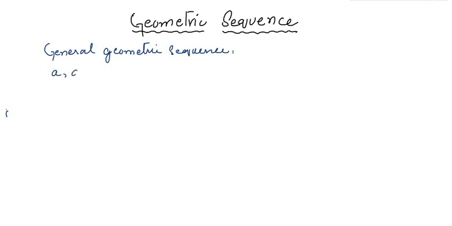The general geometric sequence is A, AR, AR square, AR cube, AR to the power 4, AR to the power 5 and so on. Here A is the first term and R is the common ratio.